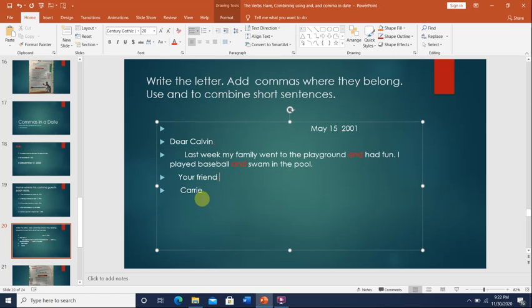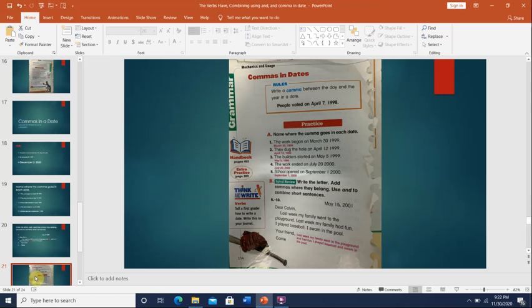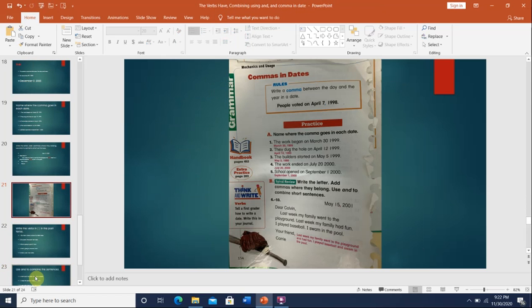Okay, so this letter is from Carrie and she is sending it to Calvin. Again, we put a comma between the day and year. We put a comma after the greeting, "Dear Calvin." We combine two sentences using "and." At the ending of the letter we put a comma, and then you sign your name. Okay, and this is the answer key.